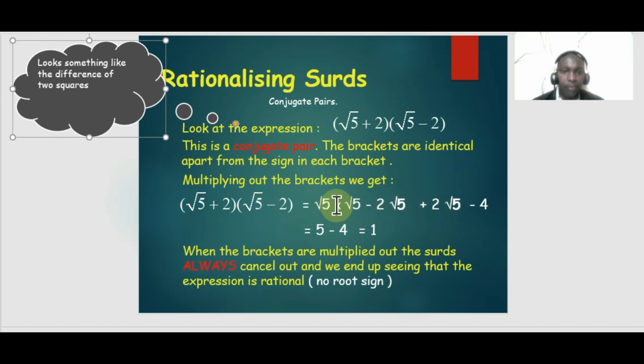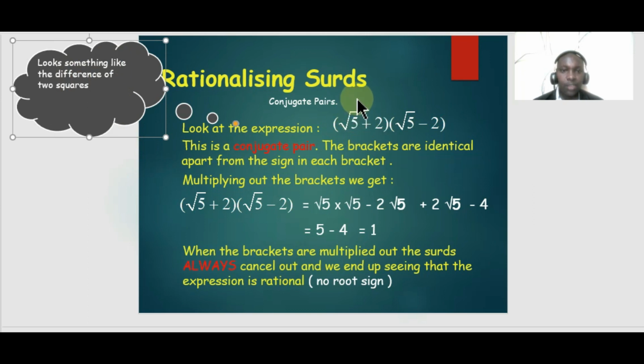So we'll have 5. The answer for this one will give us 5, and then minus 4, which is 1. So that is how we multiply such a conjugate pair. But the easiest way is to just remember that when you are multiplying the conjugate pairs, this one looked like something to do with the difference of two squares. And how do we deal with the difference of two squares?